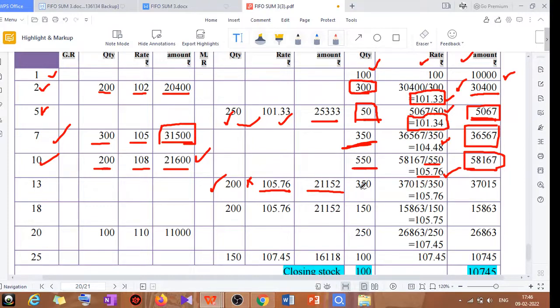Next, what about the balance? 550 minus 200, it will be 350. Then, what about the amount? 58,167 minus 21,152. It will be 37,015. Now you calculate the rate. That is 37,015 divided by 350. It will be 105.76. Got it? So this will be the rate. I hope it is clear to you.